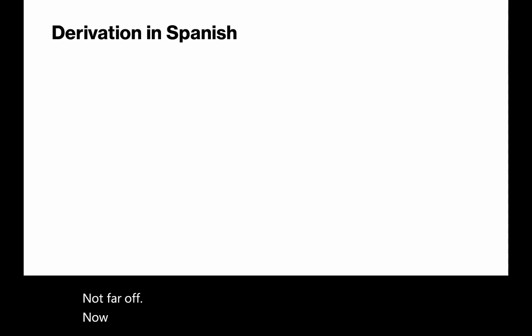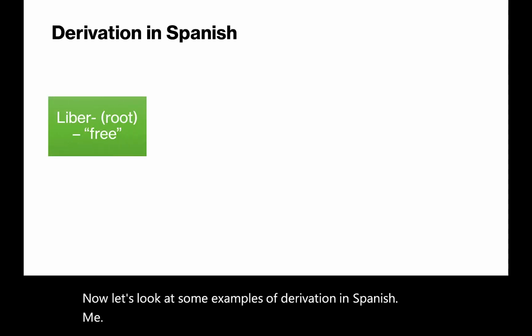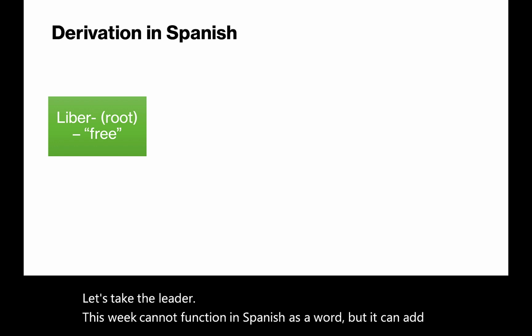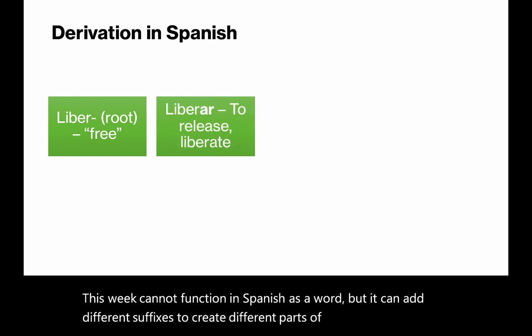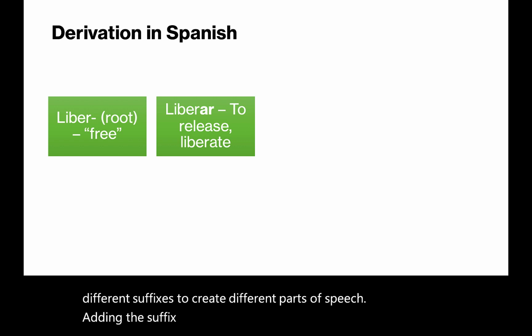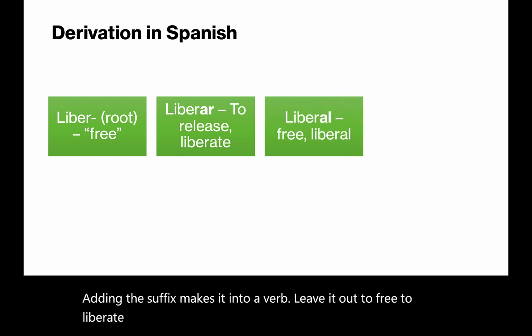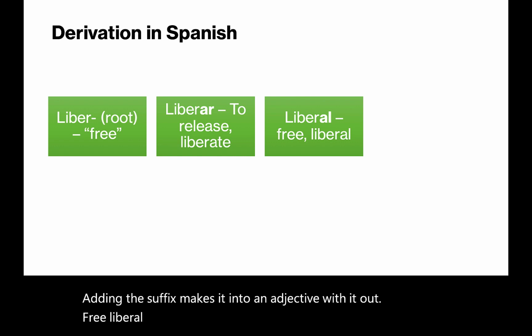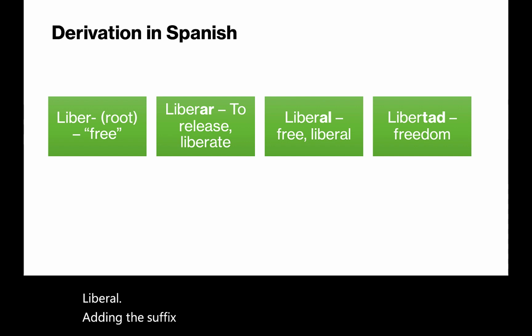Now let's look at some examples of derivation in Spanish. Let's take the root liber, meaning free. This root cannot function in Spanish as a word, but it can add different suffixes to create different parts of speech. Adding the suffix ar to it makes it into a verb, liberar, to free, to liberate. Adding the suffix al makes it into an adjective, liberal, free, liberal. Adding the suffix tad makes into a noun, libertad, liberty, freedom.